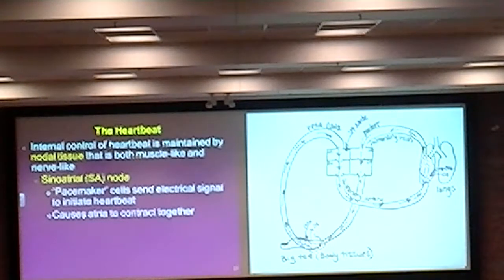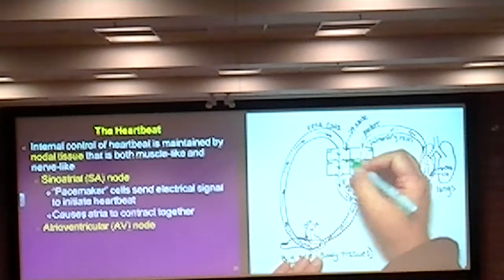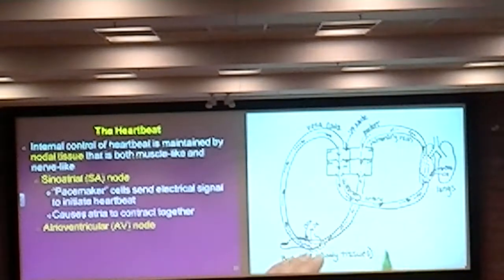Then there's a second nodal tissue in here, which is called the AV node, or atrioventricular. I bet you could guess from that word that the AV node is halfway in between an atrium and a ventricle. And in fact, the AV node is approximately right in here. Okay? So the AV node is right in between the right atrium and the right ventricle.